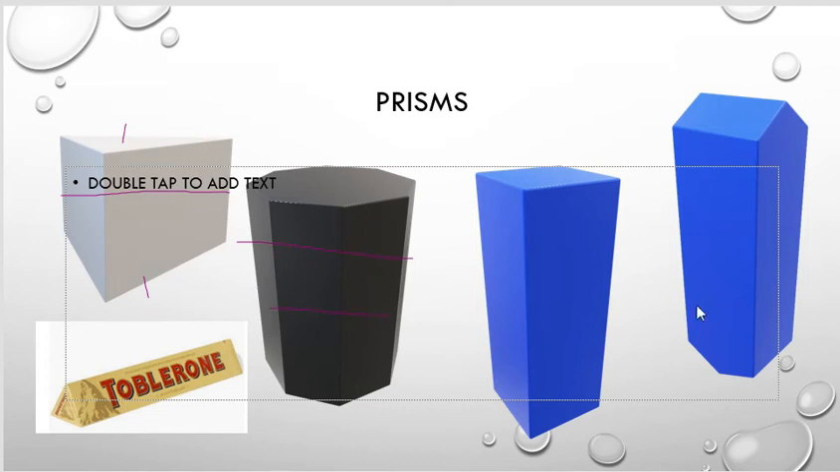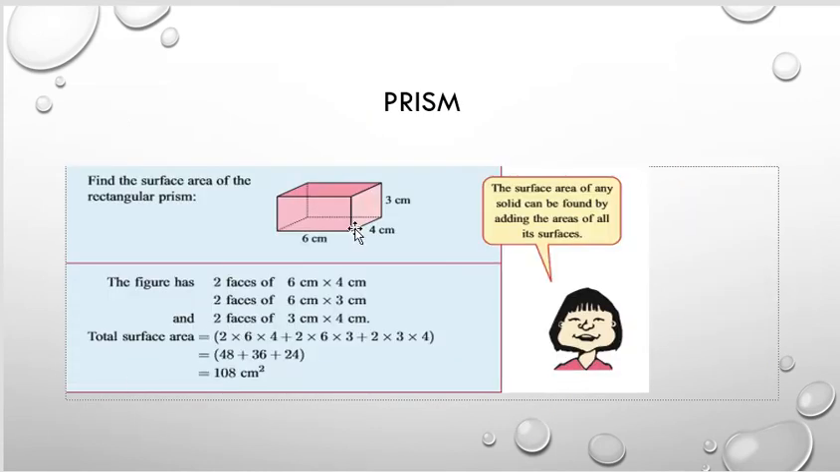So this is a cross section. Here, you can cut this and you'll be getting the same figure. The other one here should be cut on this part so that you get the same figure. While a Toblerone box is an exact example of a triangular prism. Alright, so let's start solving the surface area of prisms.